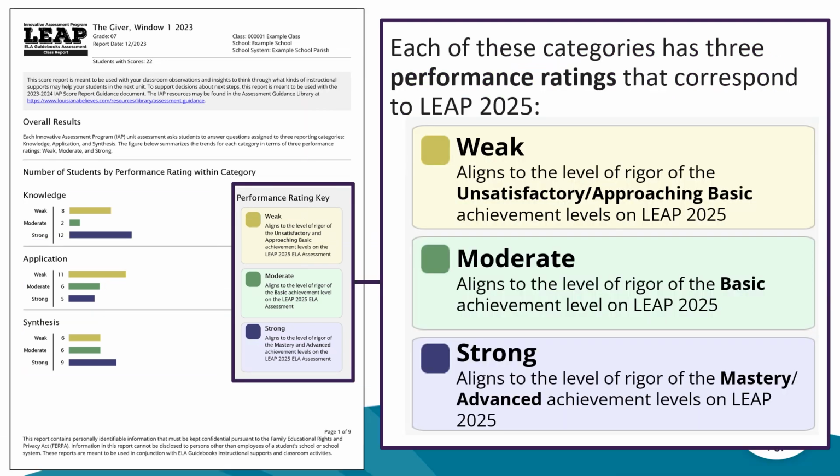Within each reporting category, students are classified as performing either at weak, moderate, or strong levels, which correspond to the LEAP 2025 achievement levels. Weak specifically corresponds to the level of rigor of the unsatisfactory and approaching basic achievement levels on LEAP 2025. Moderate aligns to the level of rigor of the basic achievement level of LEAP 2025, and strong aligns to the level of rigor of the mastery or advanced achievement levels on LEAP 2025.